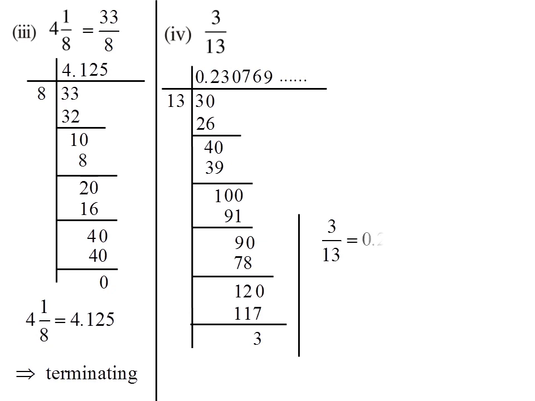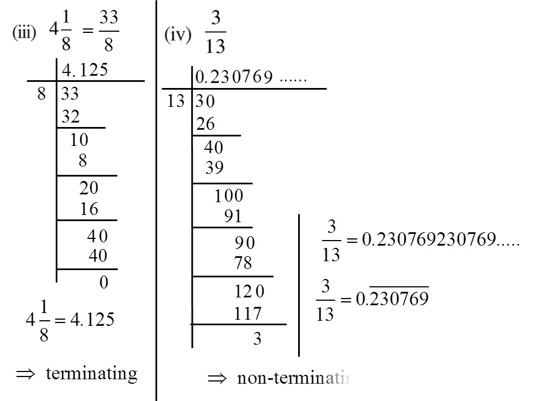So what we can say about it? 3 by 13 can be written as 0.230769230769 up to infinite times, or 3 by 13 can be written as 0.230769 bar. So again the decimal expansion will be a non-terminating recurring decimal expansion.